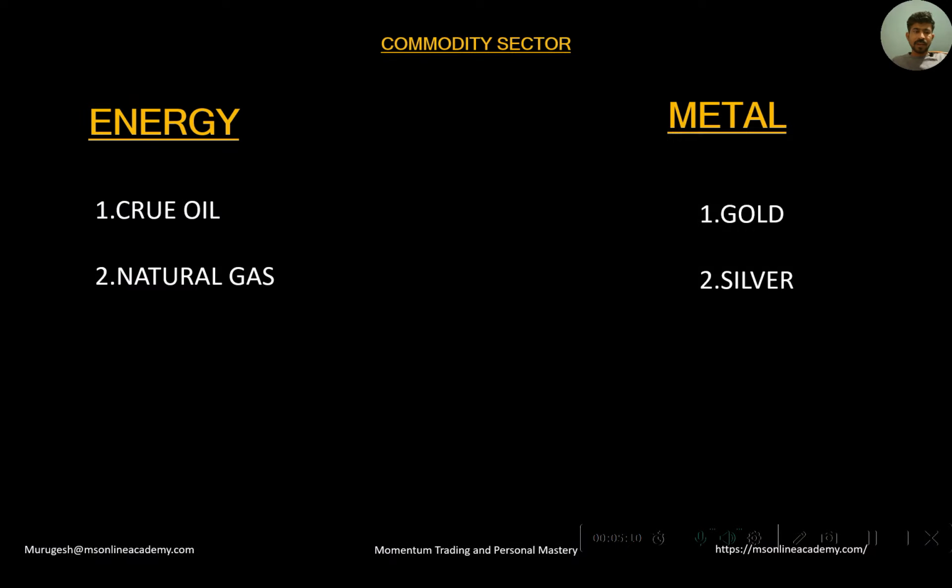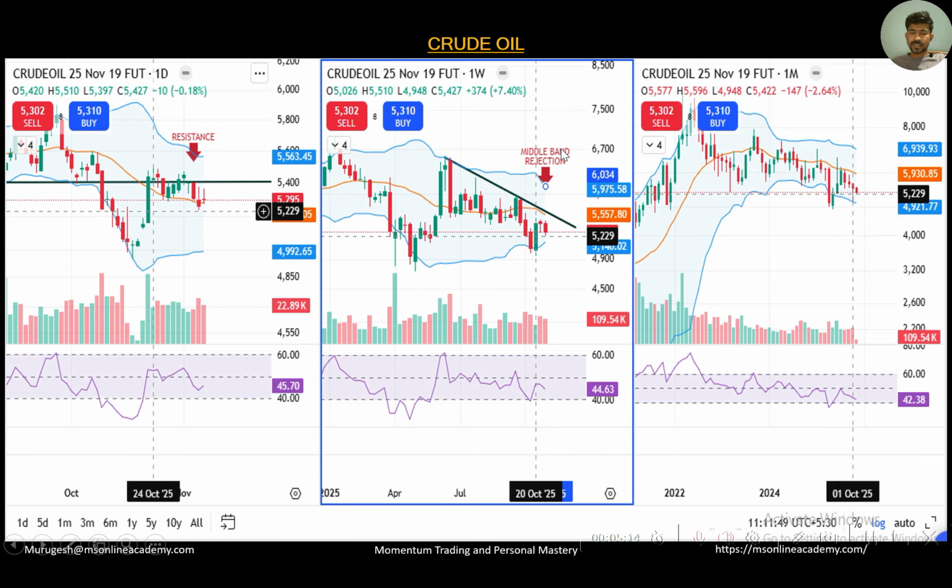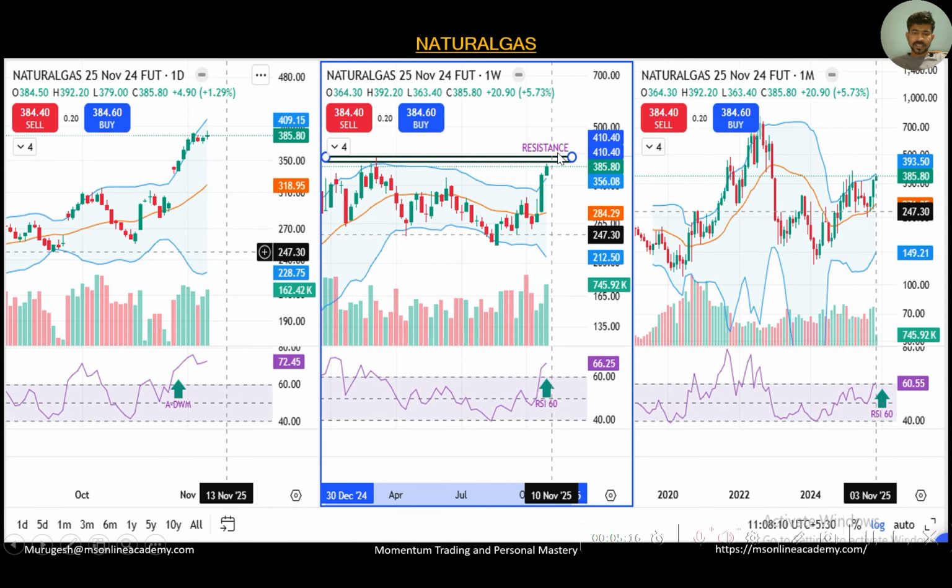And for commodity traders, this is the update. Crude oil is sideways. Natural gas is bullish. It is super bullish actually.